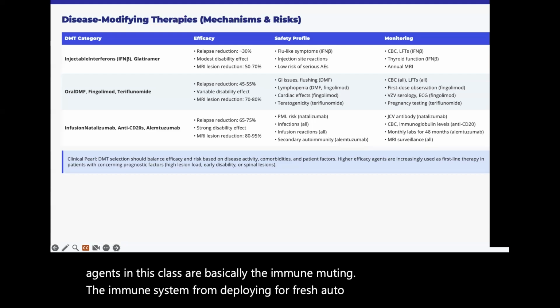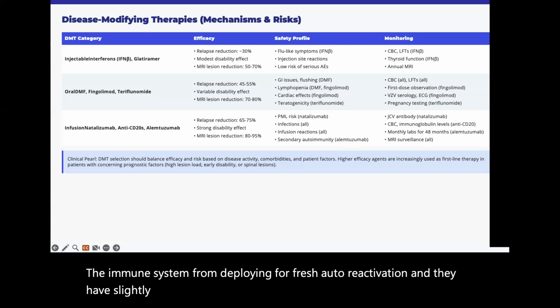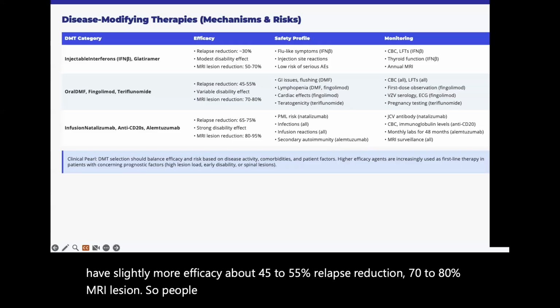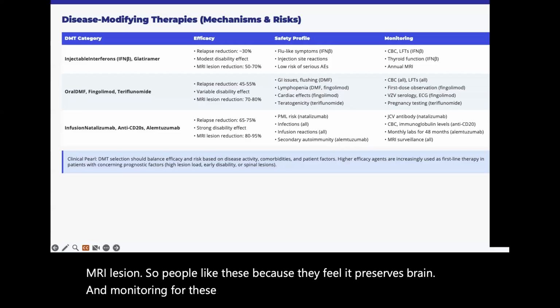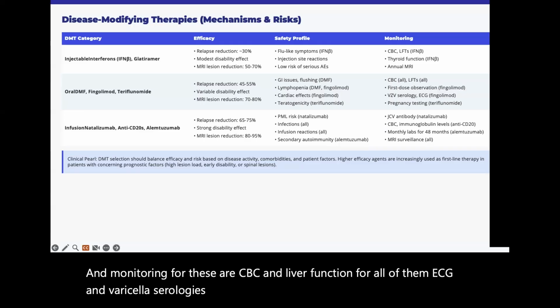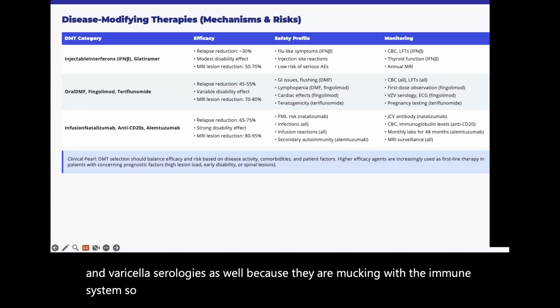And they have slightly more efficacy, about 45 to 55% relapse reduction and 70 to 80% reduction in MRI lesions. So people like these because they feel it preserves brain. Monitoring for these is CBC and liver function for all of them, ECG and varicella serologies as well, because they are mucking with the immune system so it can reactivate.